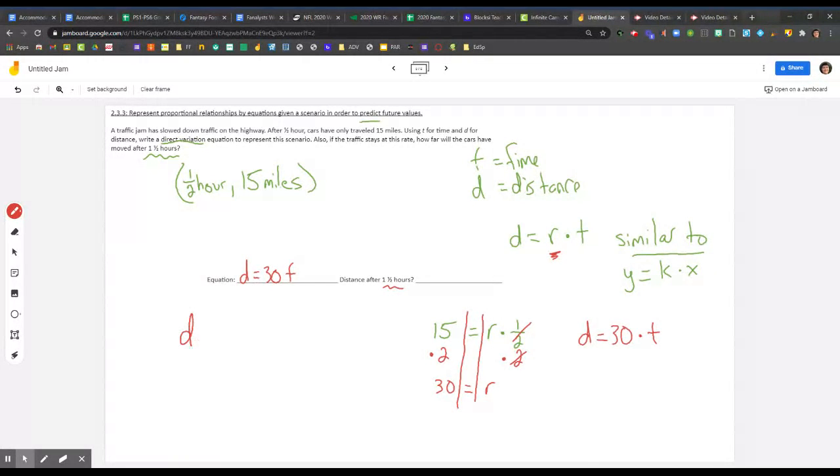Okay, so what is the distance after we know the time? 1.5. And d equals 30 times 1.5. So 1 of 30 is 30. Half of 30 is 15. So 30 plus 15 equals 45. So the distance is 45 what? 45 miles.